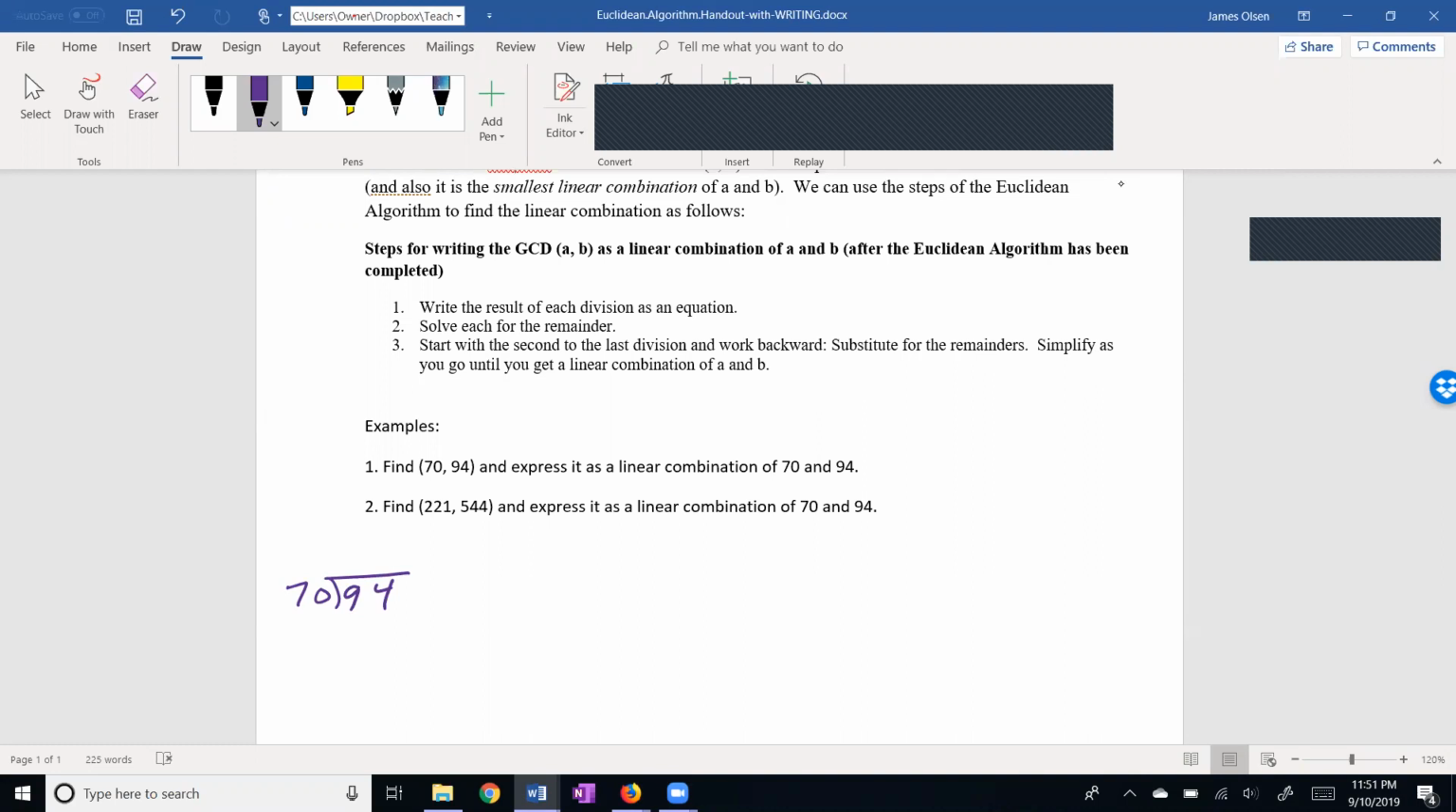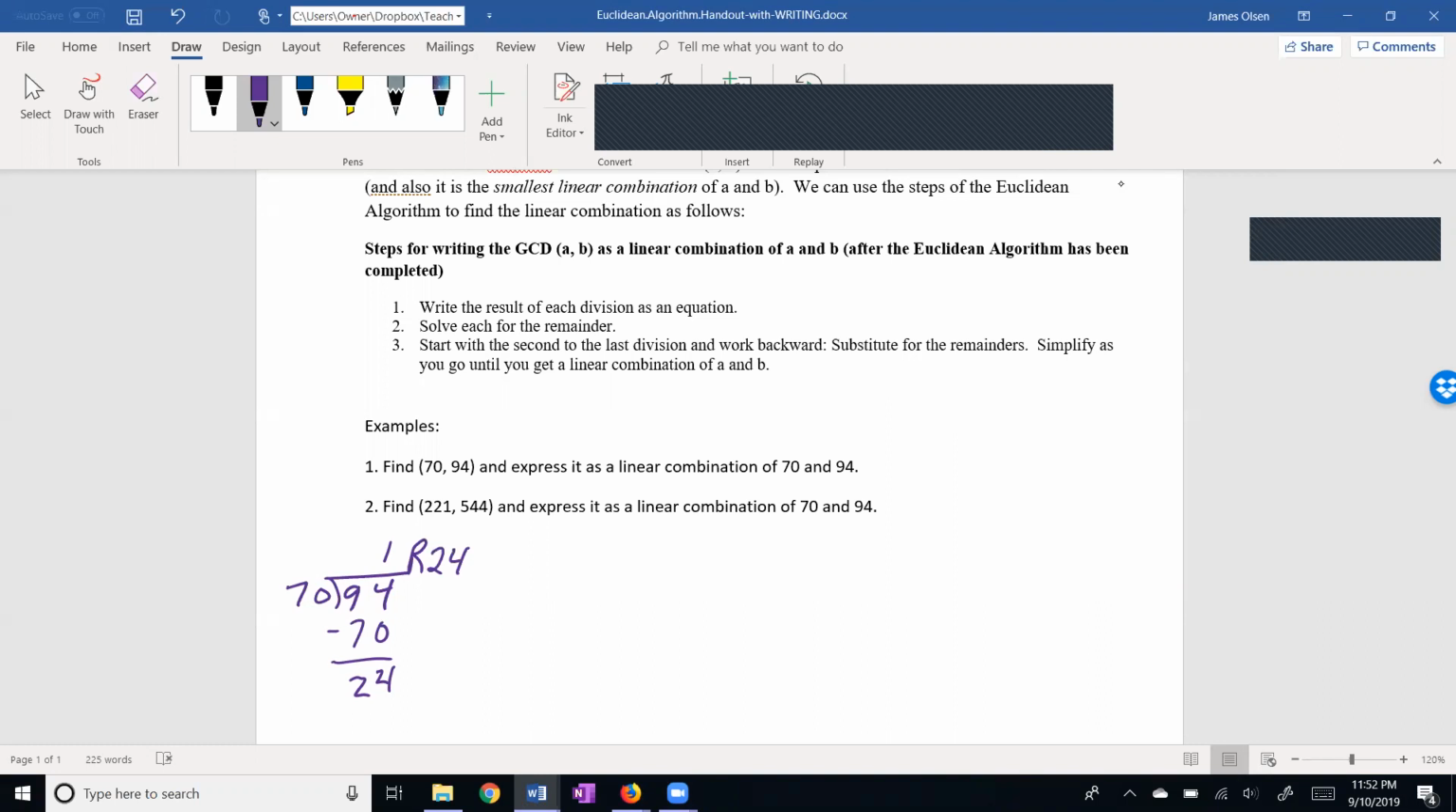And we need to do the long division. Please do not put a number above the 9. 70 does not go into 9. 70 goes into 94, so we put a 1 here, we multiply, subtract, and we get 24. And this is a good remainder because the remainder must be less than the divisor. So we get one remainder, 24.